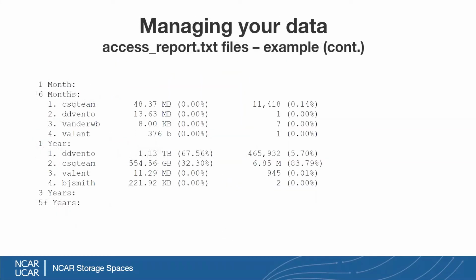The rest of it looks like this. As you saw, there wasn't anything in the 1 month time period. Then within the 6 month time period, there were these users: CSG team, Davide, Brian Vanderwende, and Dick Valent had accessed this amount of data in the previous 6 months. So I used my team as an example because we're a pretty light user of project space, as you can see. Nothing compared to some of the heavier users in the labs.